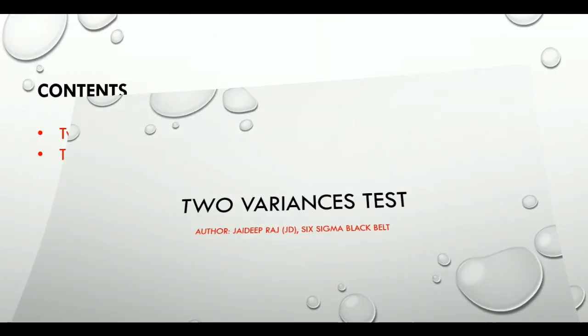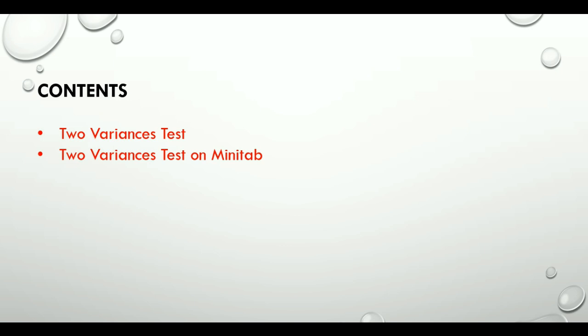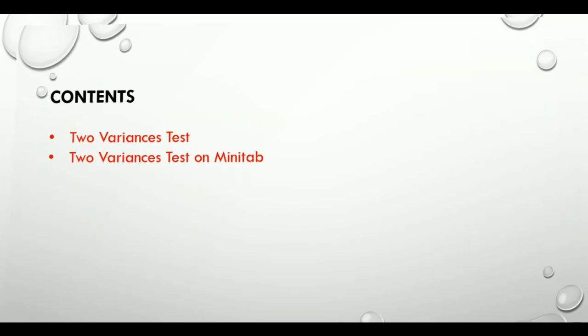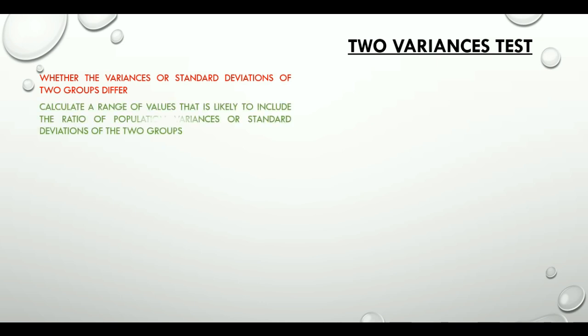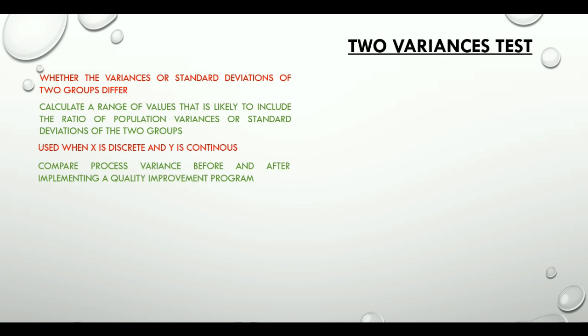We will today get to know why and how of this test and look at a sample Minitab output. Two Variances Test is used to test whether the variances or standard deviations of two groups differ. It also calculates a range of values that is likely to include the ratio of population variances or standard deviations of the two groups. We use it when x is discrete and y is continuous. We can use it to compare process variance before and after implementation of a quality improvement program.